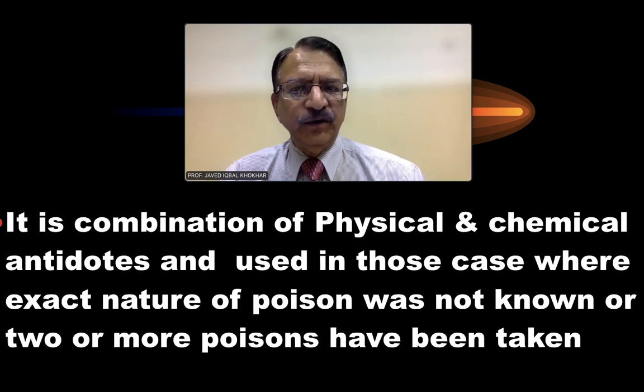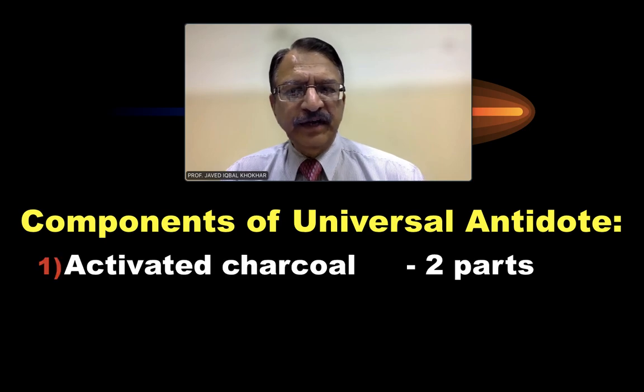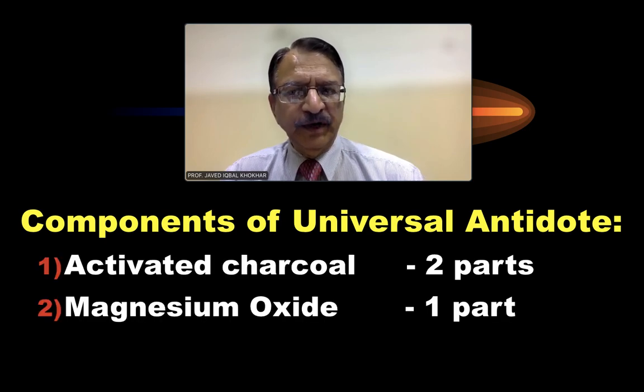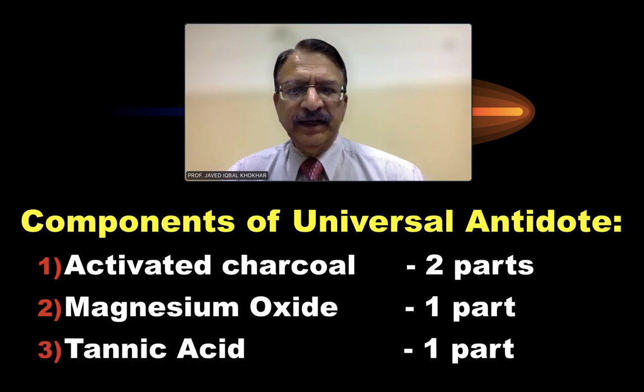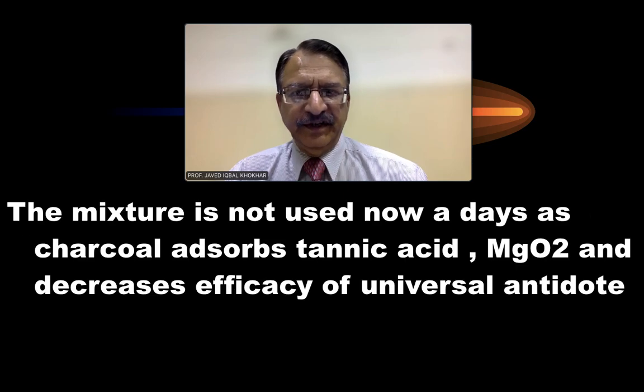Now, what is universal antidote? Universal antidote is a formulation which combines physical and chemical antidotes and is used in those cases where the exact nature of poison is not known or two or more poisons have been taken. The components of universal antidote are activated charcoal 2 parts, magnesium oxide 1 part, and tannic acid 1 part. One tablespoonful mixed and stirred in a glass of water is given.